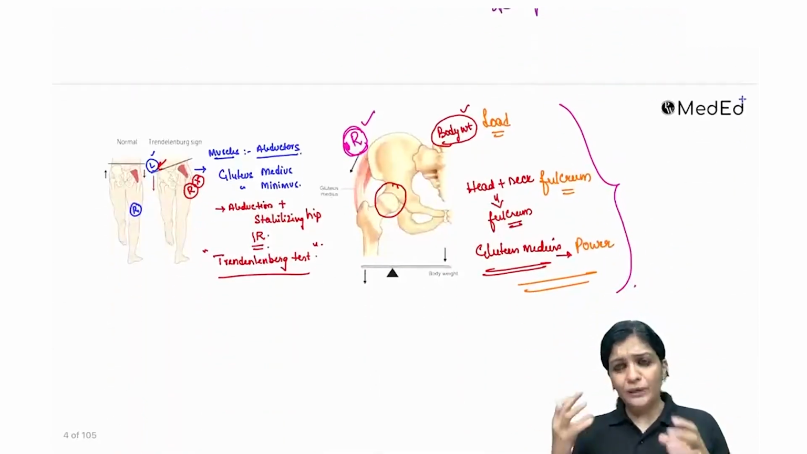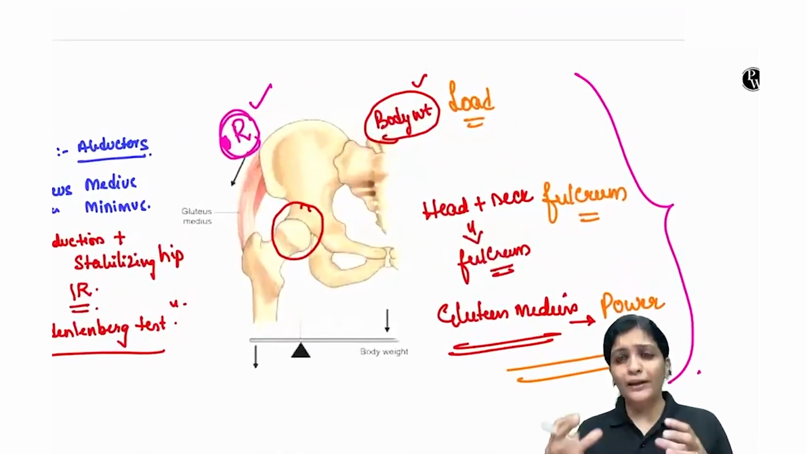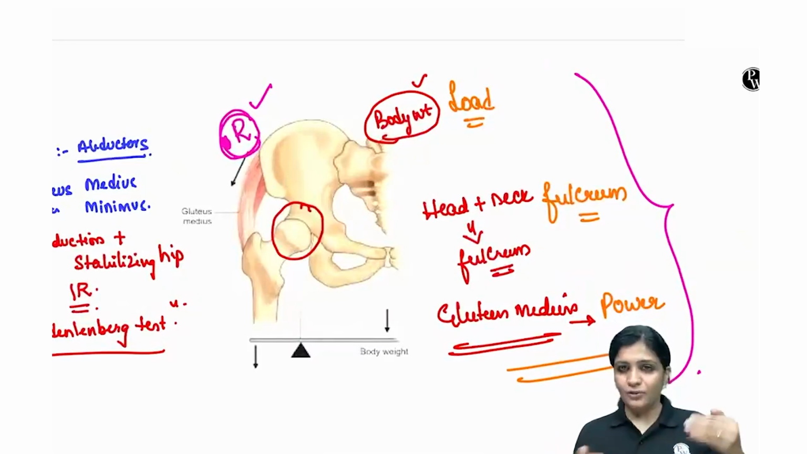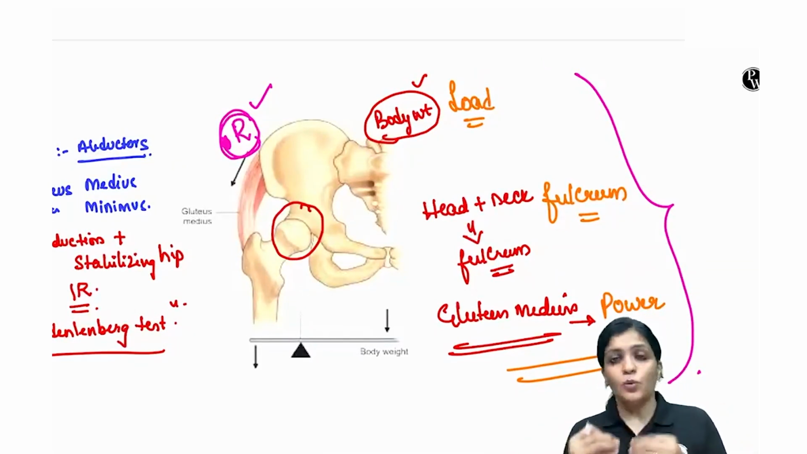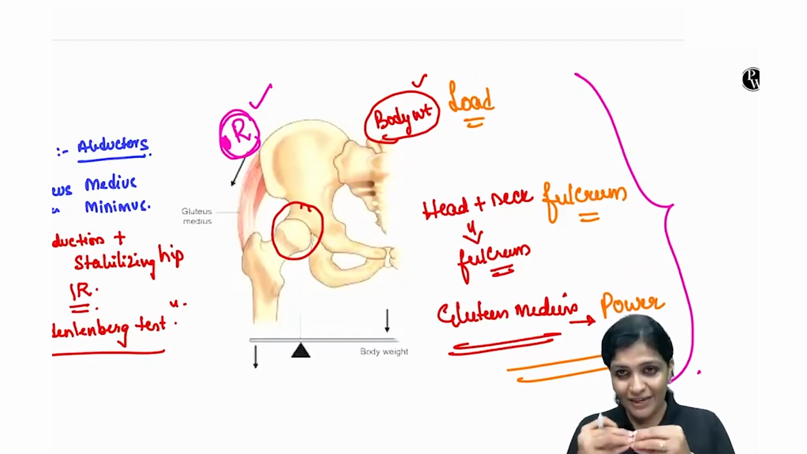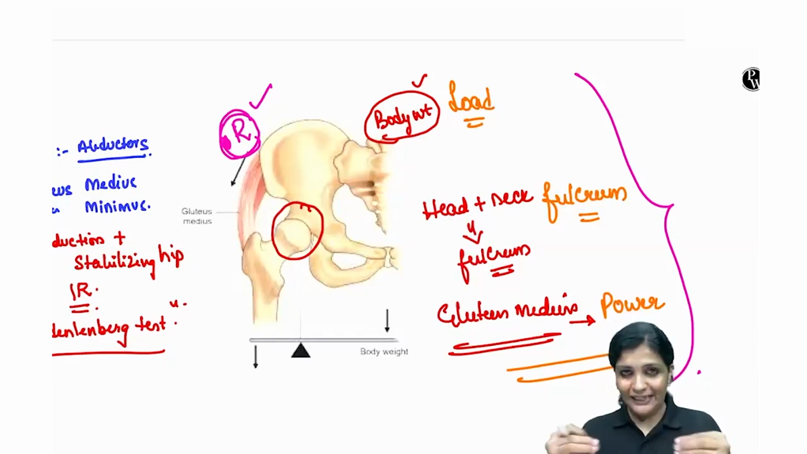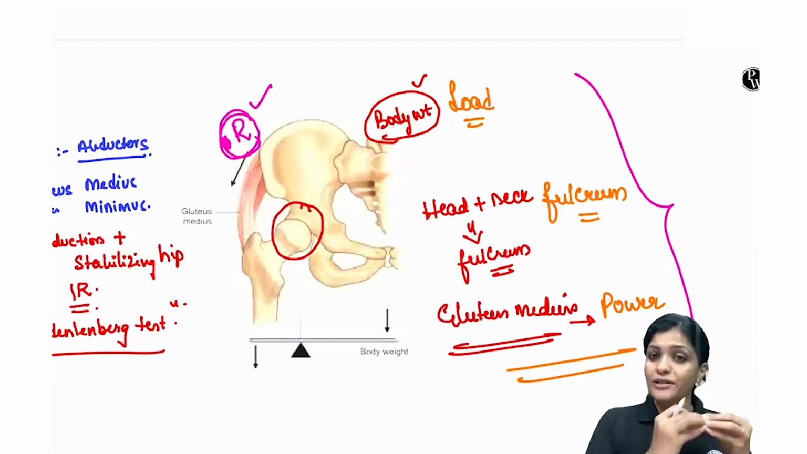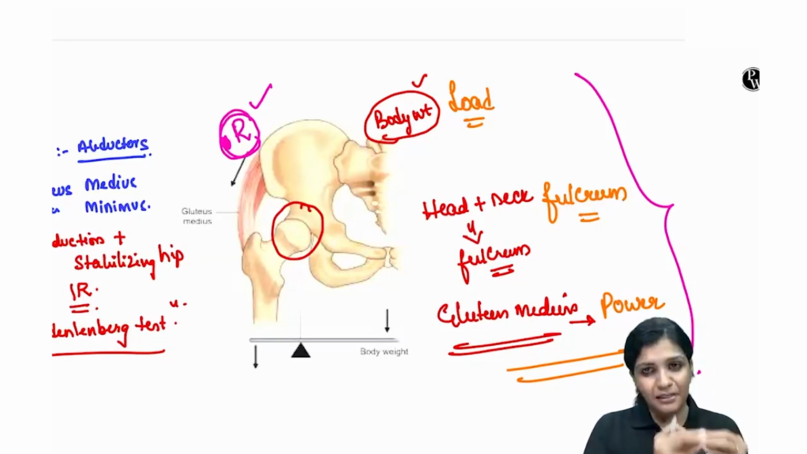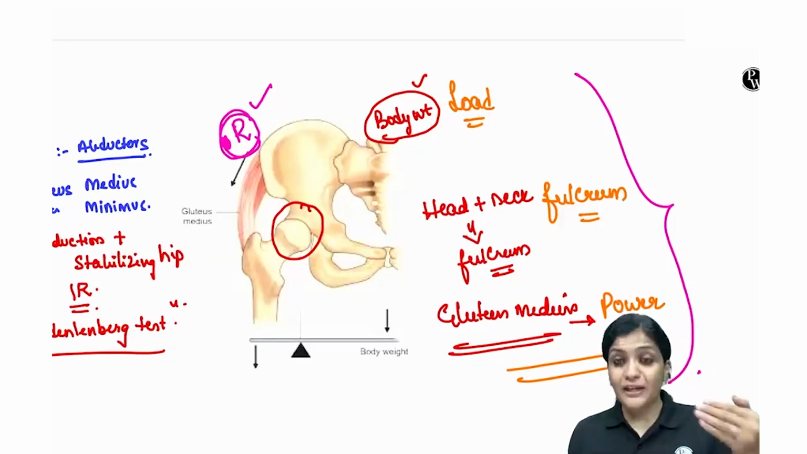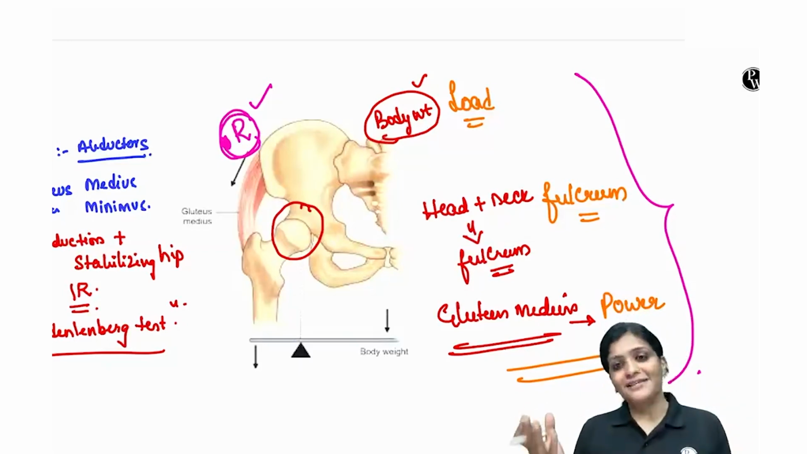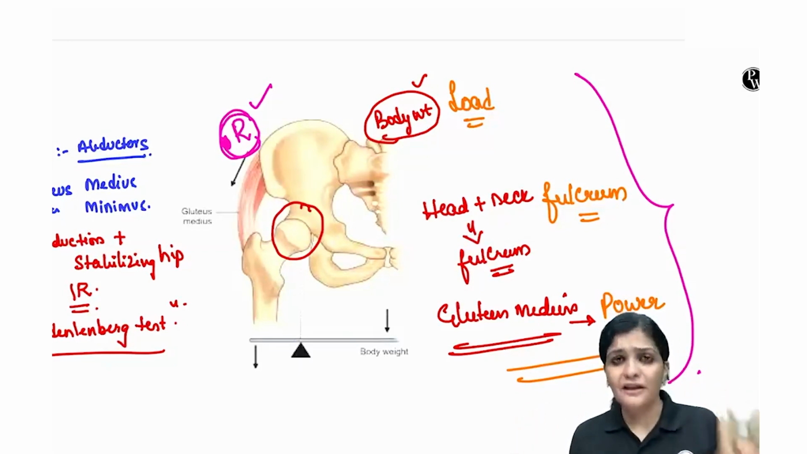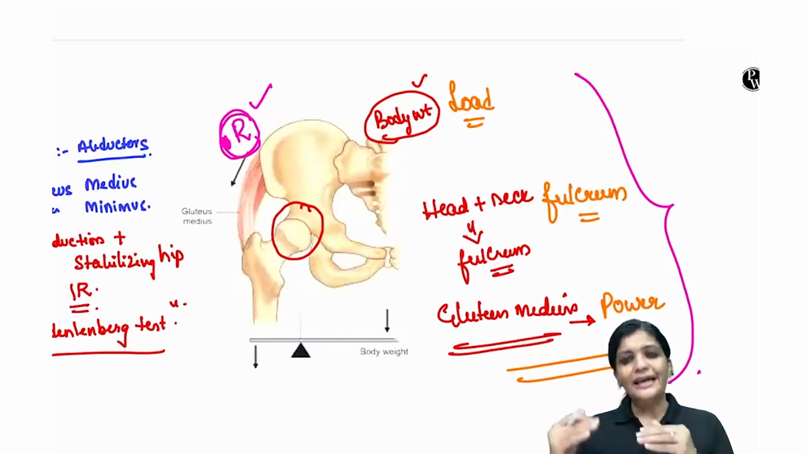If they want to ask you something which is very advanced, they can ask you about the load, fulcrum and power. So what is the load? The body weight itself acts as the load, if you think of this as a lever. And what is the fulcrum? The head and neck act as the fulcrum. And what is the power? The gluteus medius and minimus, the abductors, are acting as the power. Whenever there is a fracture neck of the femur, this mechanism is also disturbed, because the femur, neck and head act as the fulcrum, right? So this is the advancement.